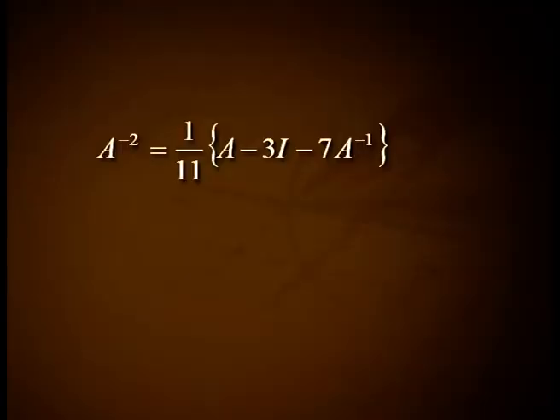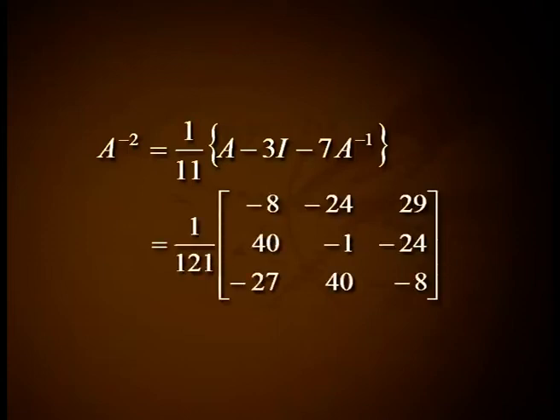Now, to evaluate A raised to minus 2, pre-multiply equation 19 by A inverse and get A raised to minus 2 is equal to 1 by 11 into (A minus 3A minus 7 into A inverse), which is equal to 1 by 121 into matrix minus 8 minus 24 29 40 minus 1 minus 24 minus 27 40 minus 8 on substitution and simplification. Let us summarize this session.